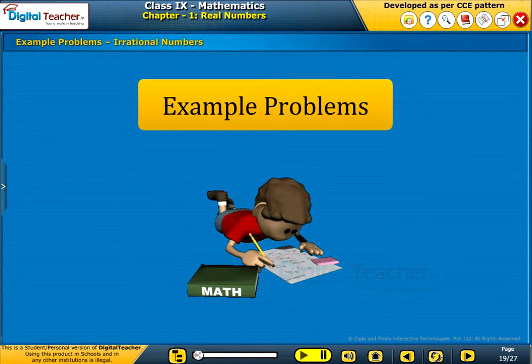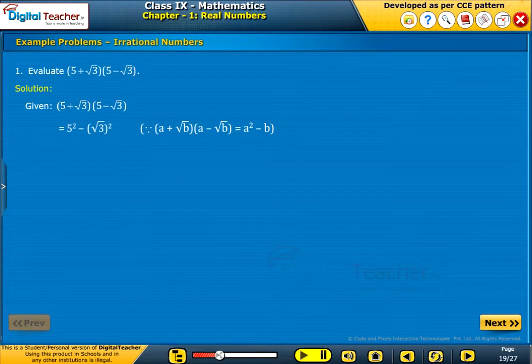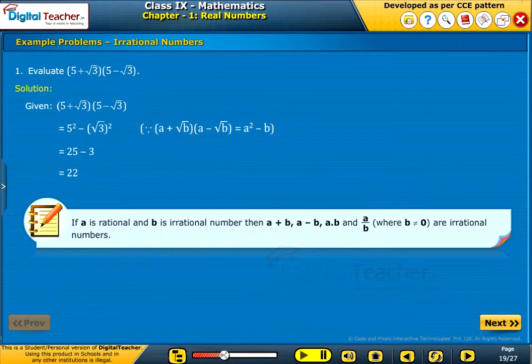Let us solve some example problems using the properties of irrational numbers. Evaluate 5 plus root 3 into 5 minus root 3. Solution. Given, as it is of the form A plus root B into A minus root B, it can be written as A square minus B. By further solving, we get 5 square minus root 3 whole square, that is equal to 25 minus 3, which in turn equals 22. Note, if A is rational and B is an irrational number, then A plus B, A minus B, A into B, and A by B, where B not equal to 0, are irrational numbers.